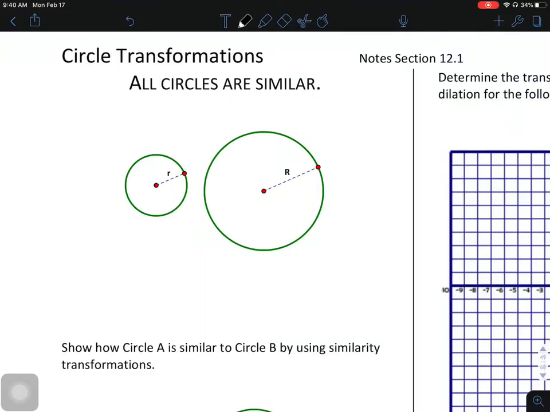Honors Geometry Notes, Section 12.1, Circle Transformations. Fact: all circles are similar. They all have the same shape, they could be different sizes. Let me try to illustrate this.